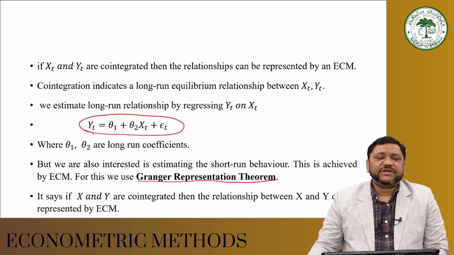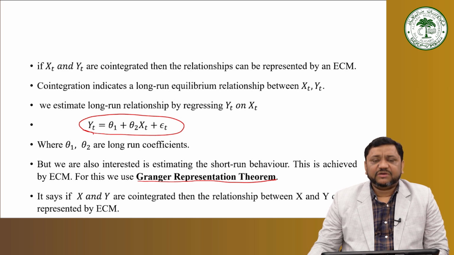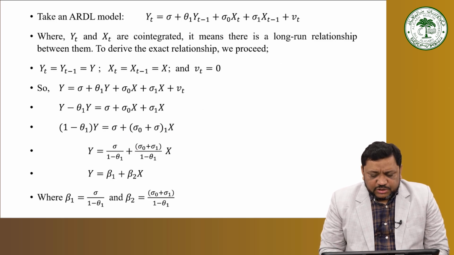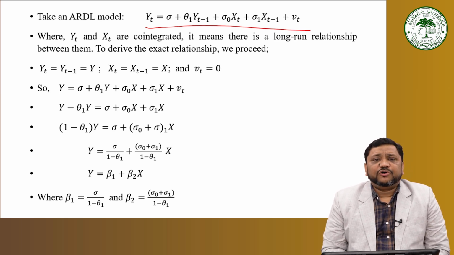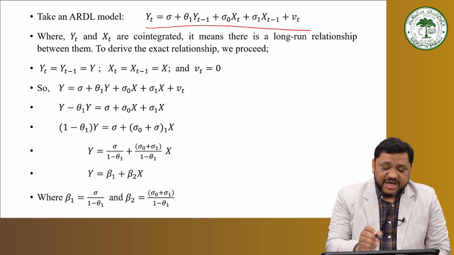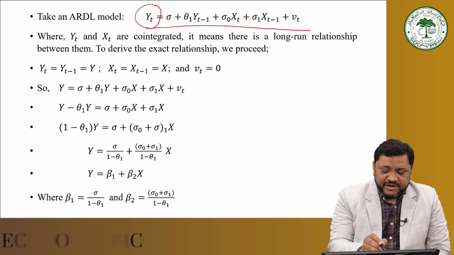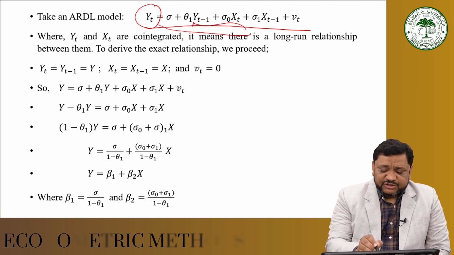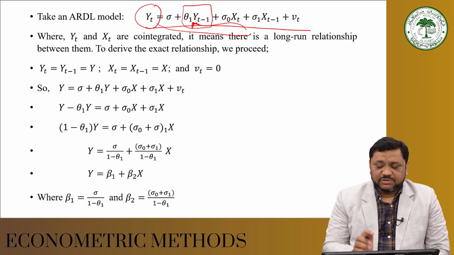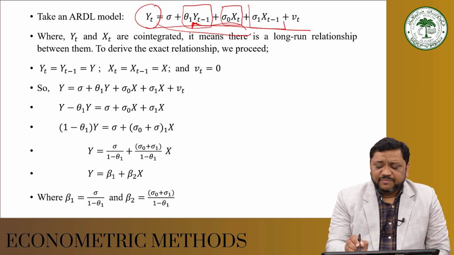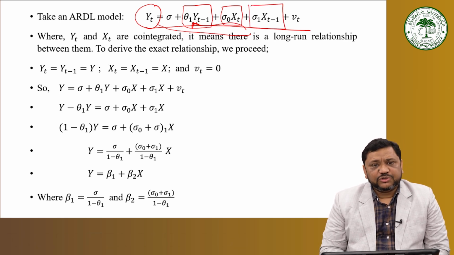And according to this Granger representation theorem, if xt and yt are cointegrated, then the relationship between x and y can be represented by an error correction model. So to explain the process, we take an ARDL model. An ARDL model is an autoregressive distributed lag model, which implies that yt is the dependent variable and it is also present as an explanatory variable in the lag term. Plus, you have the independent variable and there can be lags of the independent variable also present in the system. That is why we refer to it as autoregressive distributed lag models.